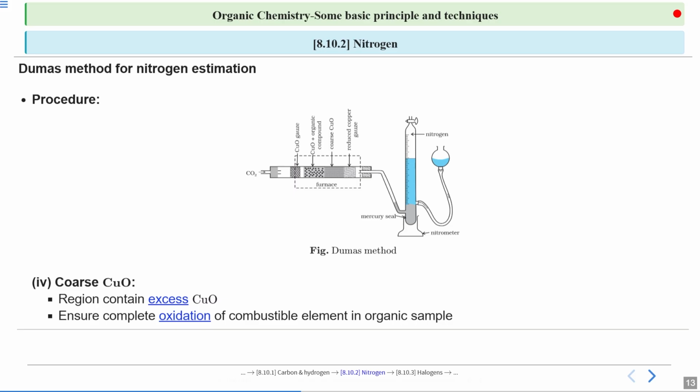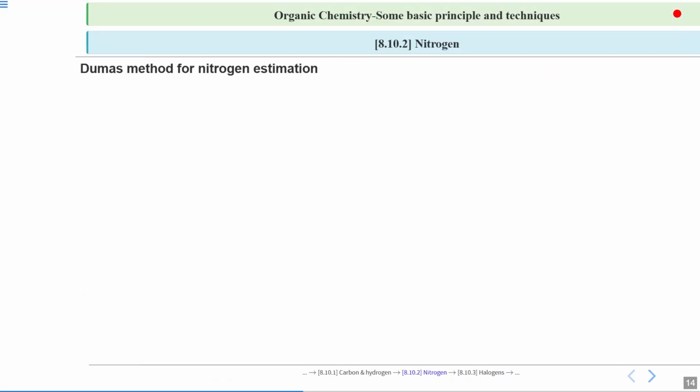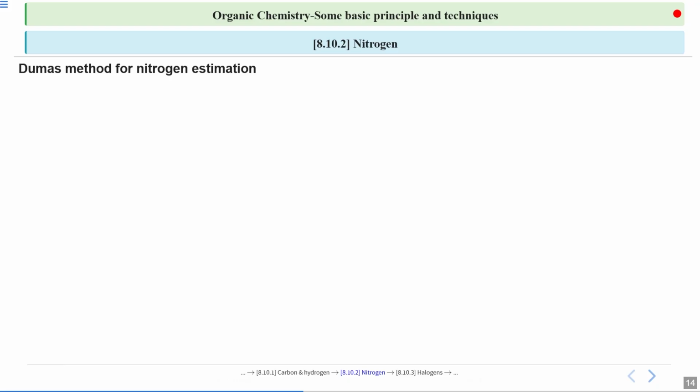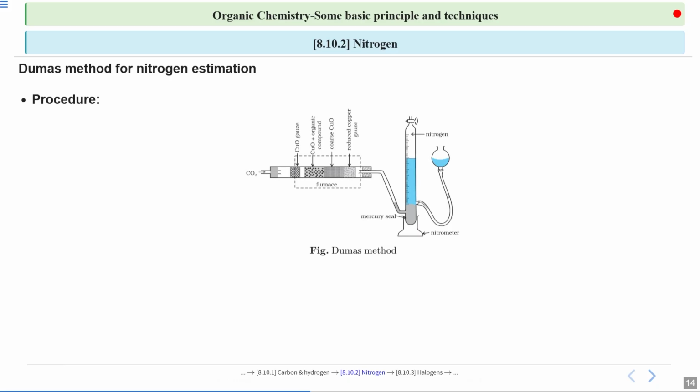So we have taken 3 layers in total. And what is the need of that? The only need of these 3 layers is to do the complete combustion. Now next, moving on further in the procedure part. Now we'll talk about the reduced copper gauze.